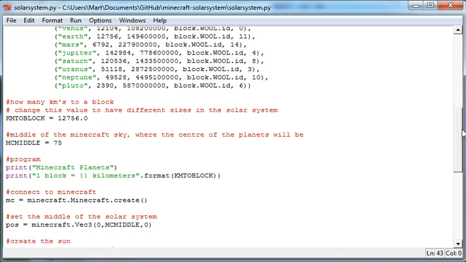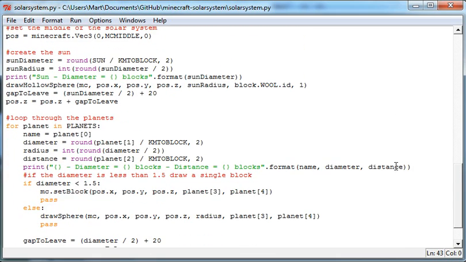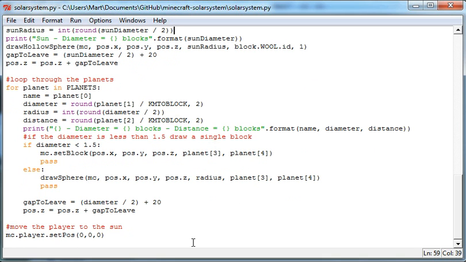And after that, the program's pretty simple. So I calculate the diameter of the Sun using the blocks to kilometres ratio, calculate the radius, and then create the sphere. I then do the same for the planets before moving the player to just under the Sun, really.